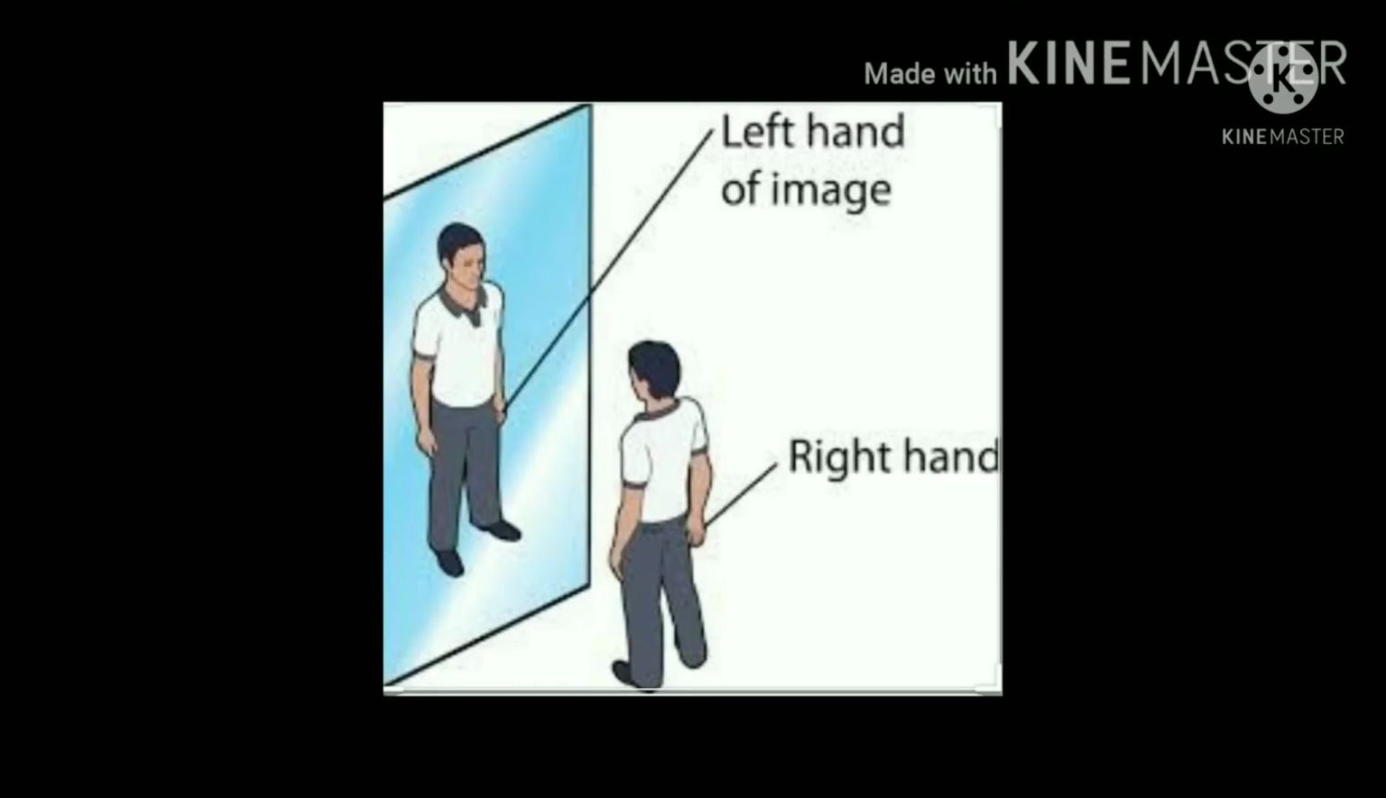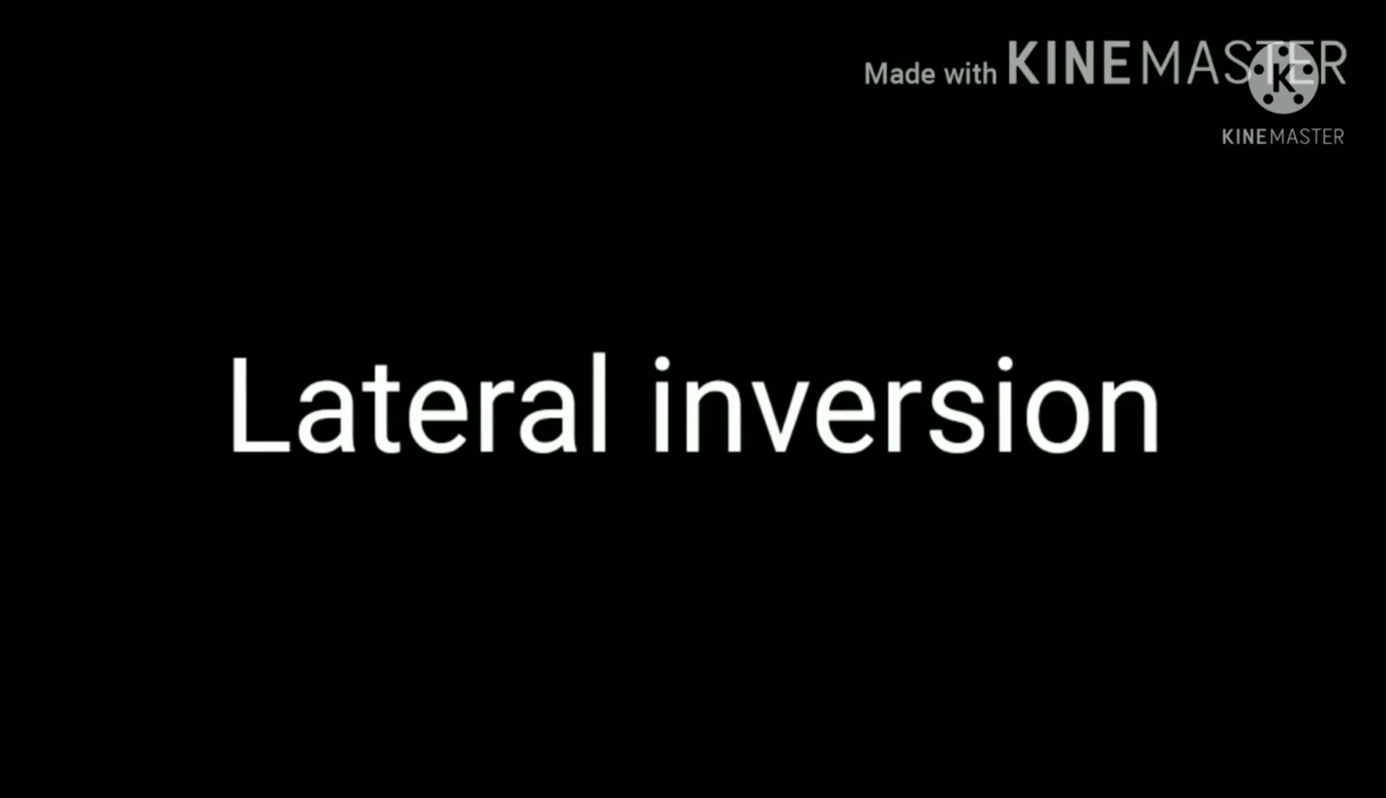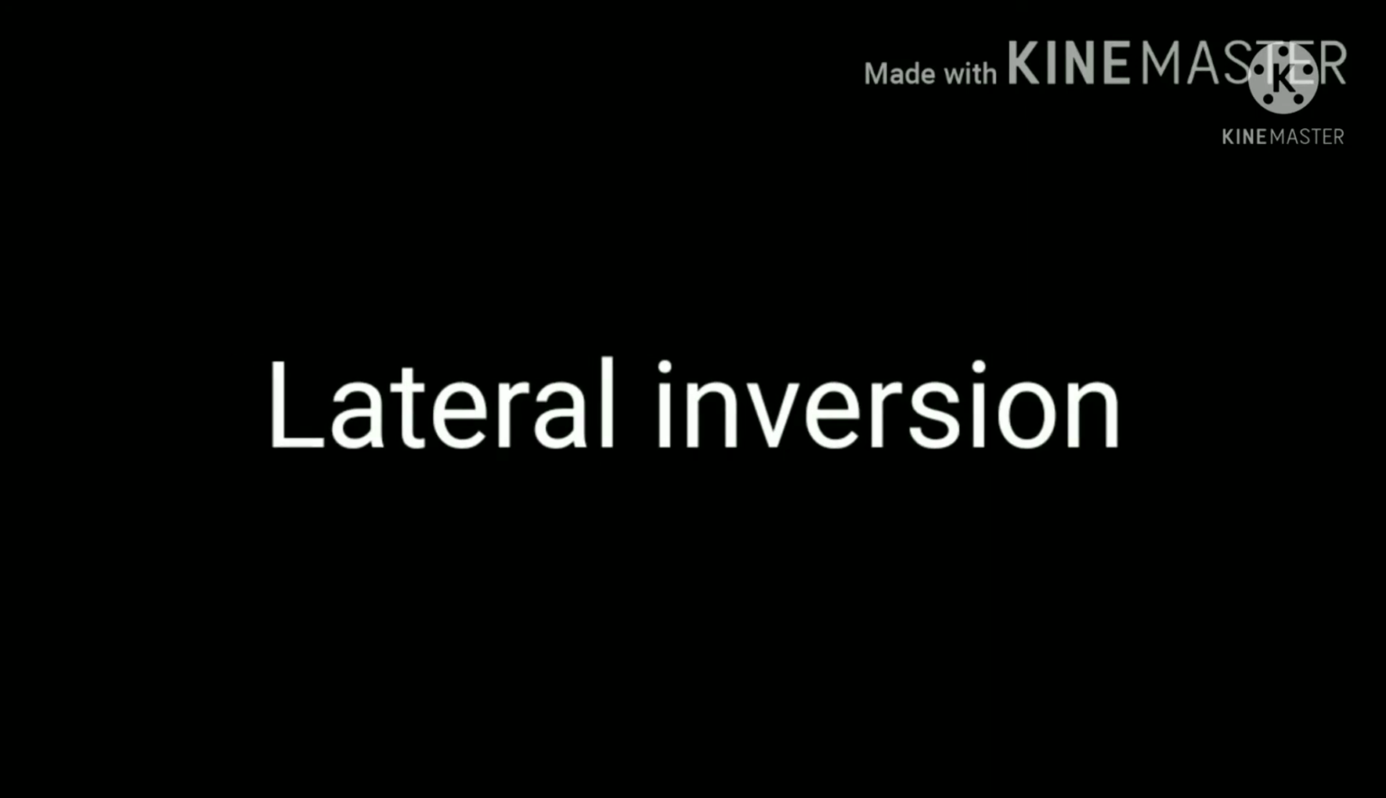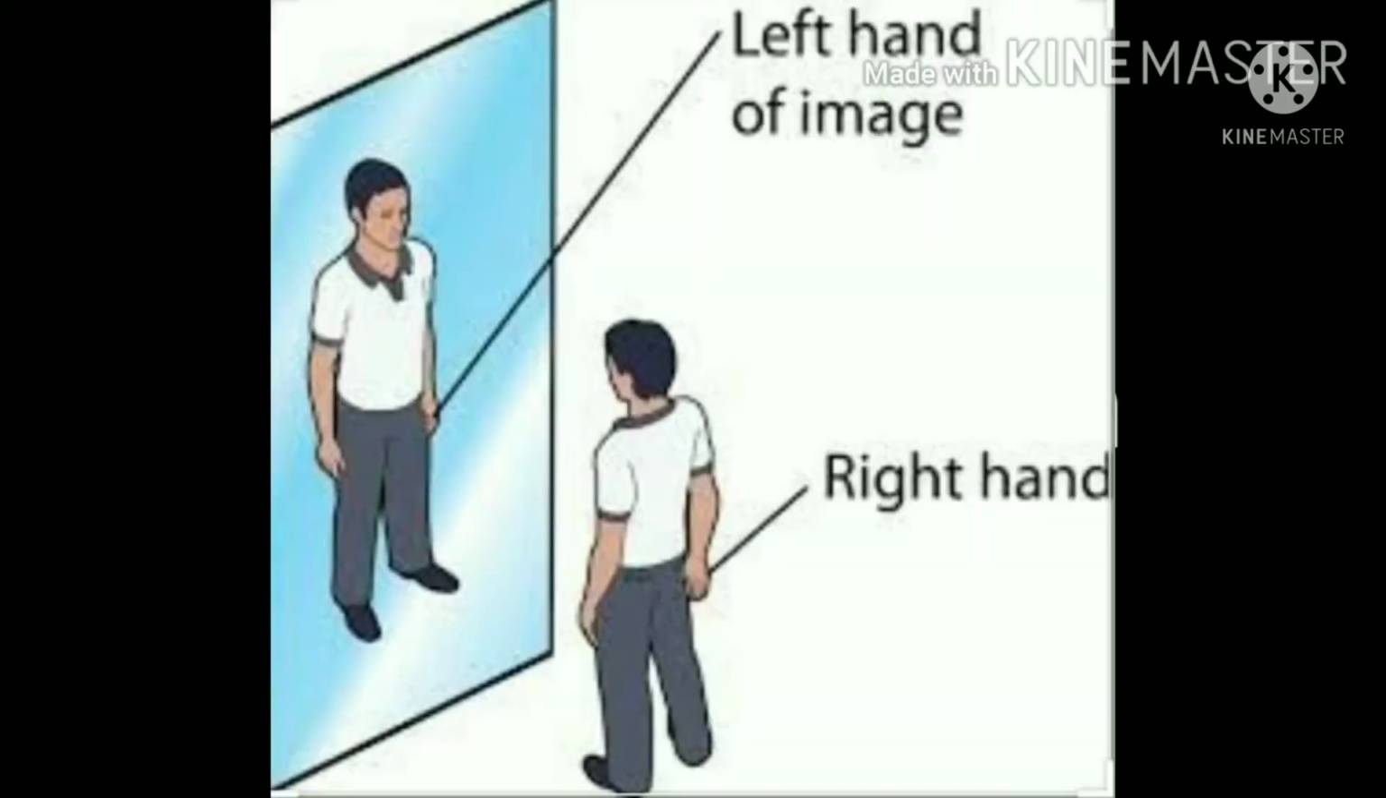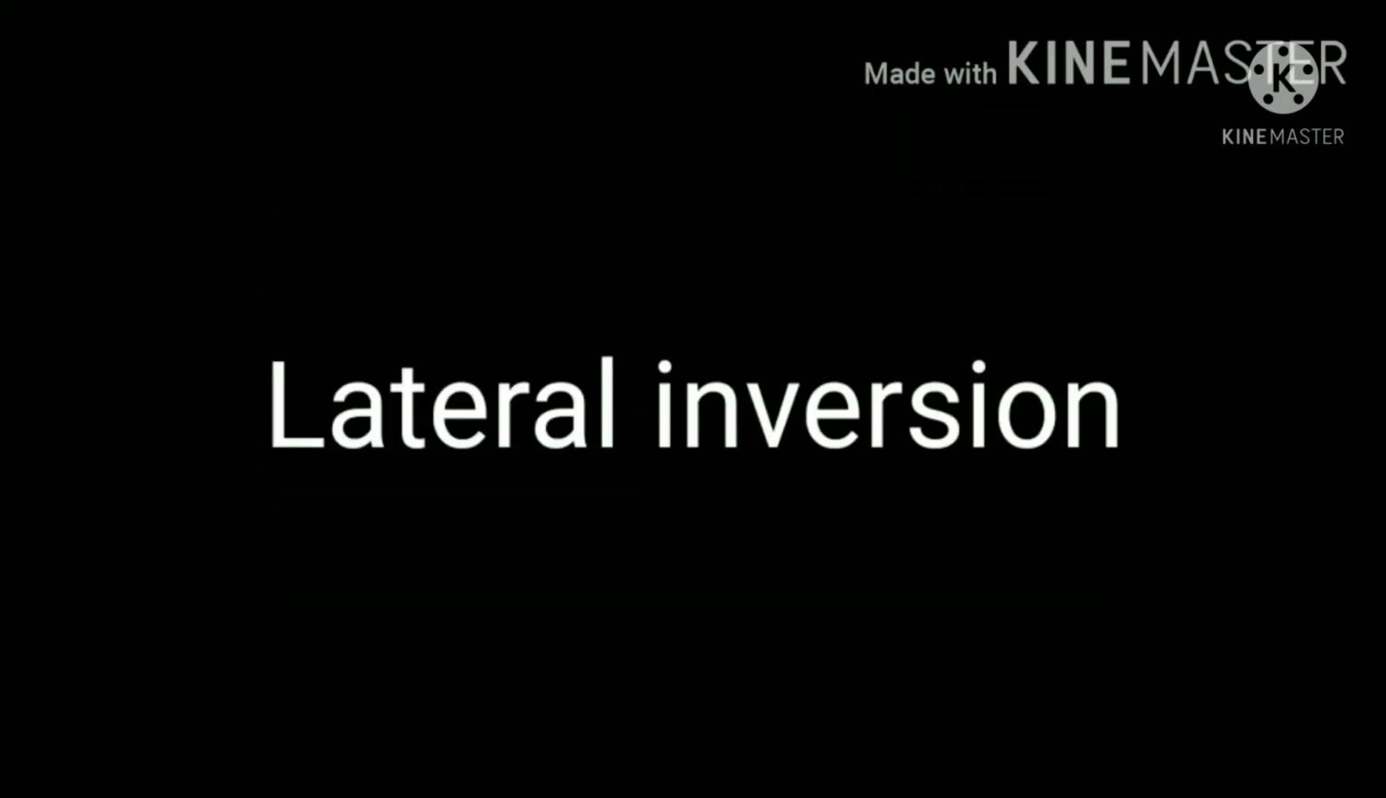See students, we have noticed while seeing ourselves in the mirror, when we lift our right hand, the image in the mirror appears to lift its left hand. This left-right reversal is called lateral inversion. So what is lateral inversion? When we look at the mirror, the left and right are changed, isn't it? This seeming left-right reversal is called lateral inversion. Are you clear?